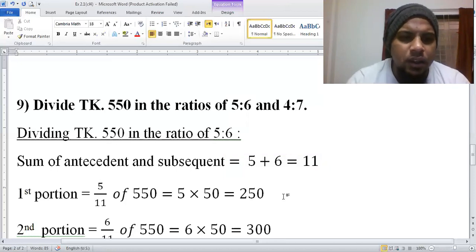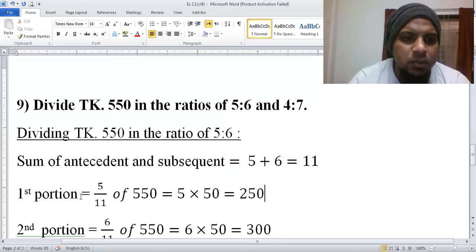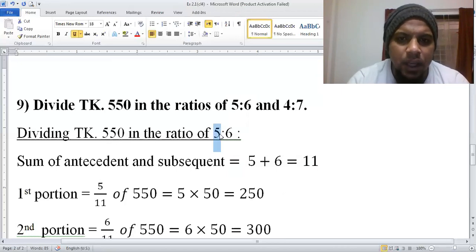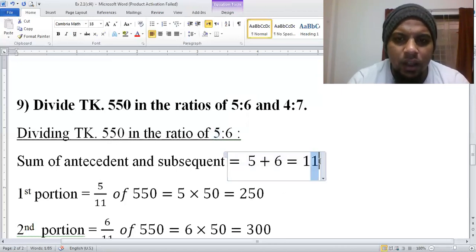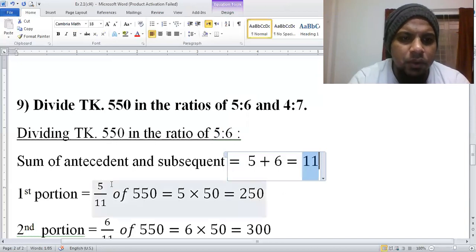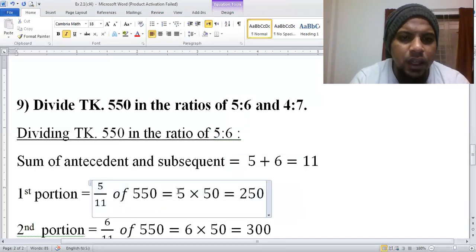Okay, we have to divide. That means we have to divide in two parts. That means the first portion is 5 and the sum is 11. So by procedure we have to write 5 by 11 of 550. If we divide 550 by 11, we get 50. 5 11s are 55 and rest 0, 11 zeros are 0. So it becomes 5 into 50 is equal to 250.